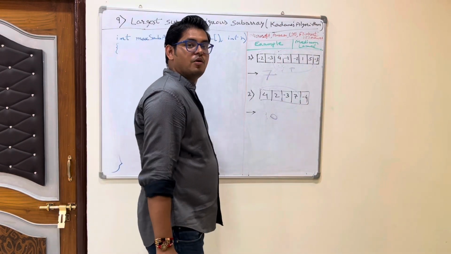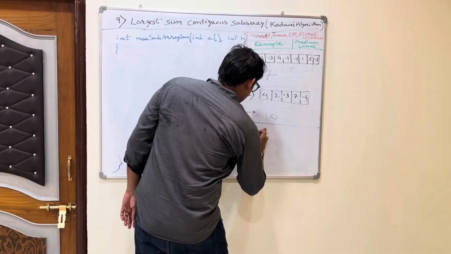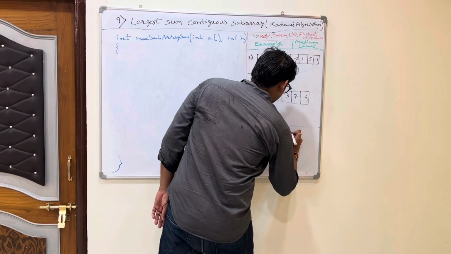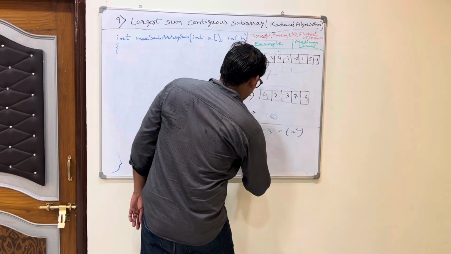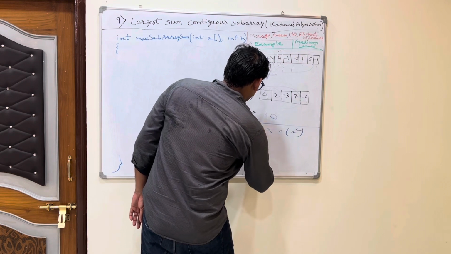So what will be the time complexity for these nested loops? The time complexity would be order of n square for the brute force approach, nested loops.